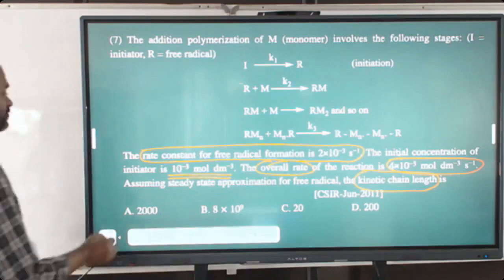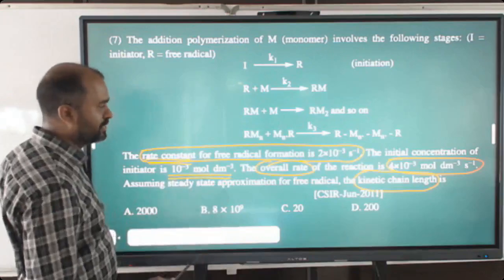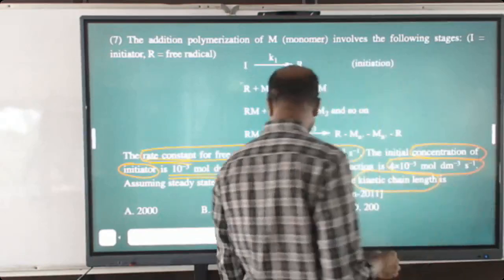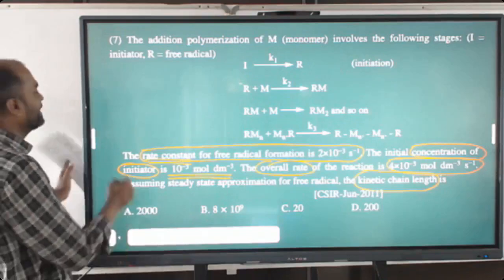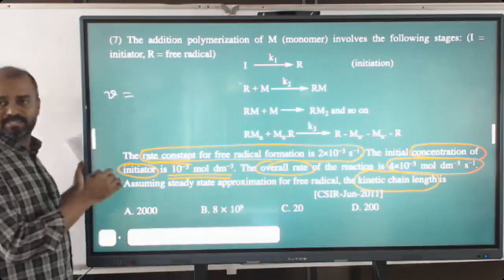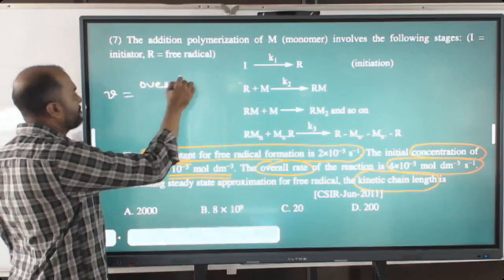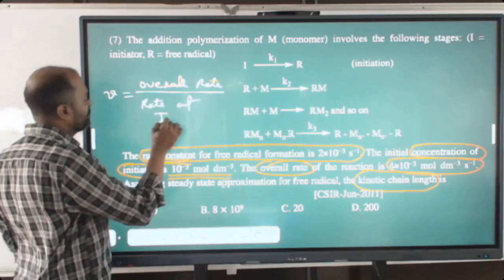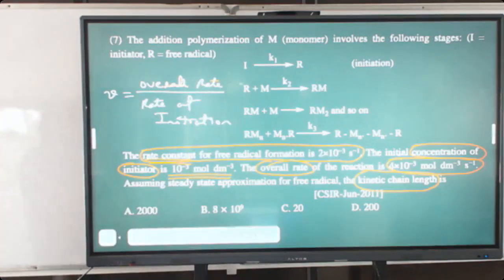The rate constant for free radical formation is given. The initiator concentration is also given. The overall rate of the reaction is given. What is the kinetic chain length? The kinetic chain length, which we have named nu, is equal to overall rate divided by rate of initiation. There is such an equation. That is, kinetic chain length nu is equal to overall rate divided by rate of initiation.